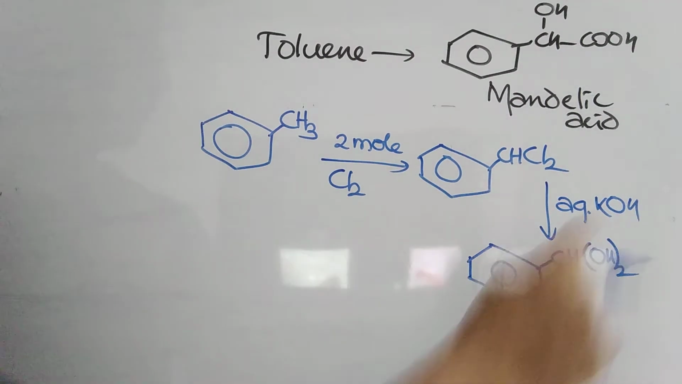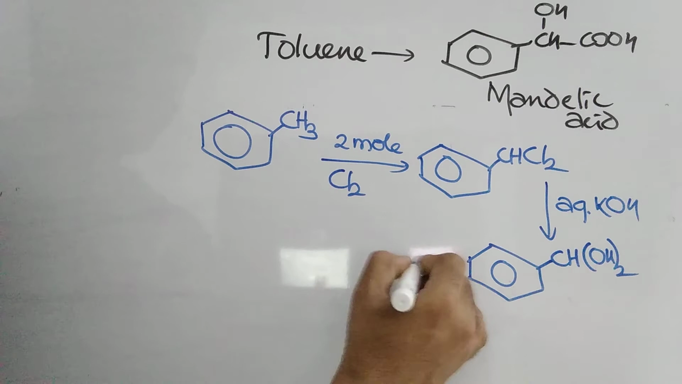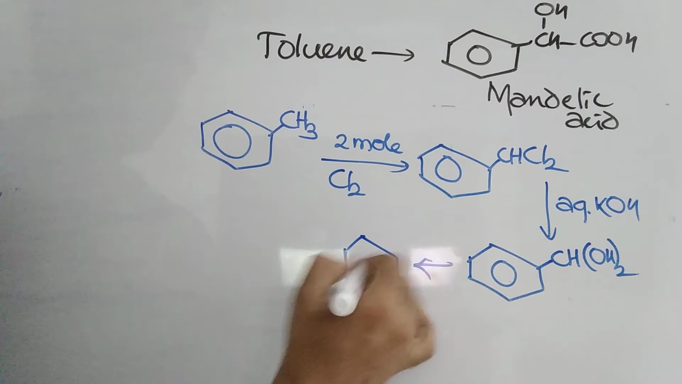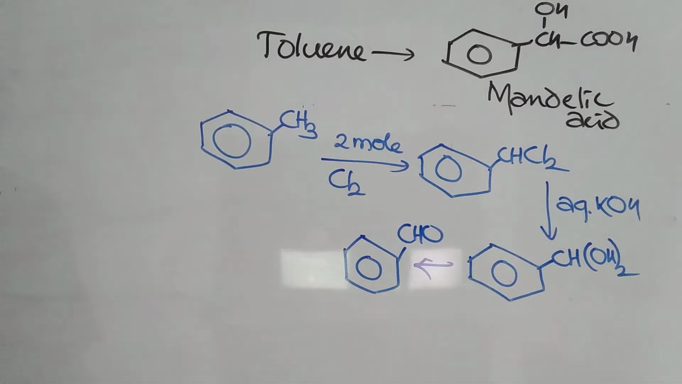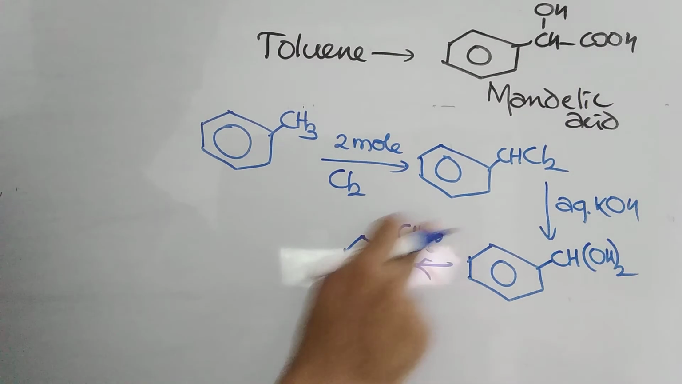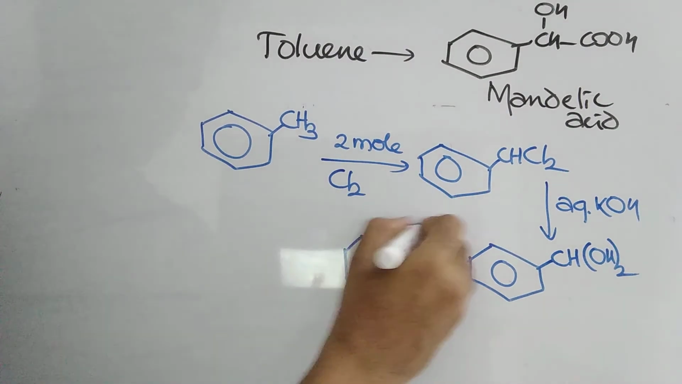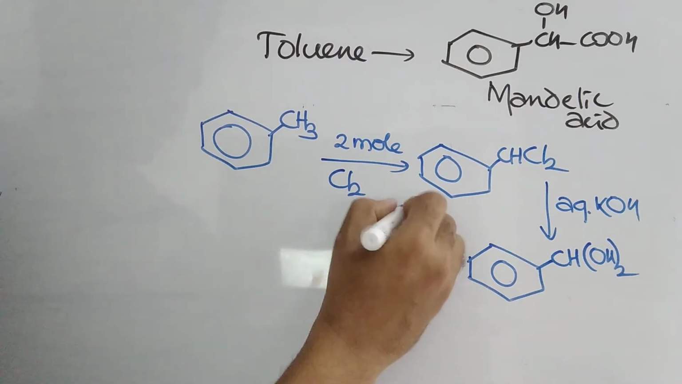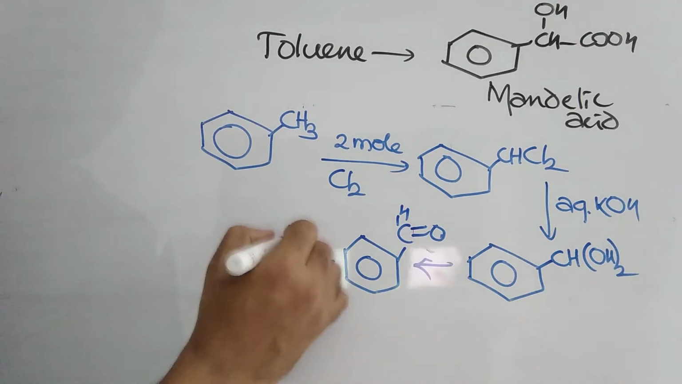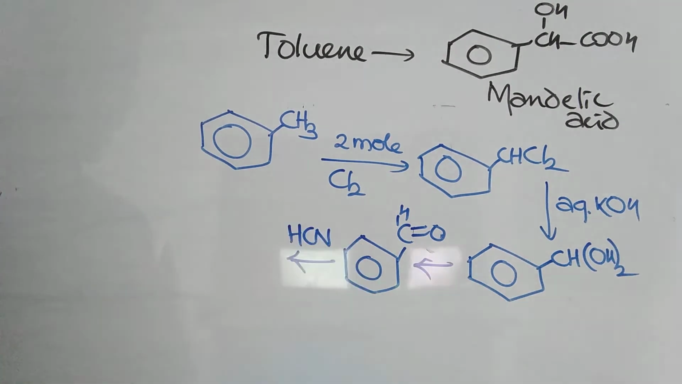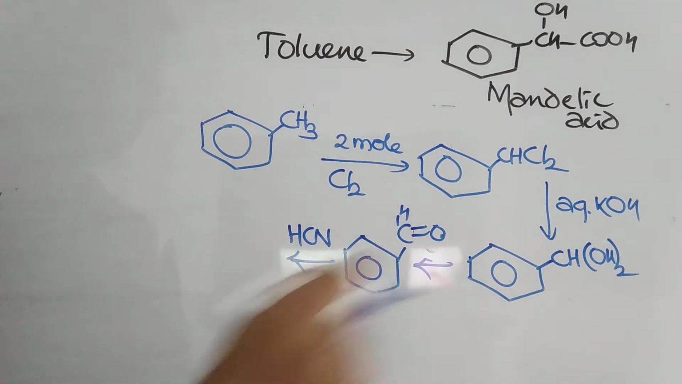As you know the conditions, 2 chlorines can be replaced by 2 OH groups, and 1 carbon cannot hold 2 OH groups, so it will be immediately converted into aldehyde. When this is aldehyde, CHO means you can write C double bond O. Now you go for addition of HCN, hydrogen cyanide. This is a nucleophilic addition reaction on this C double bond O.